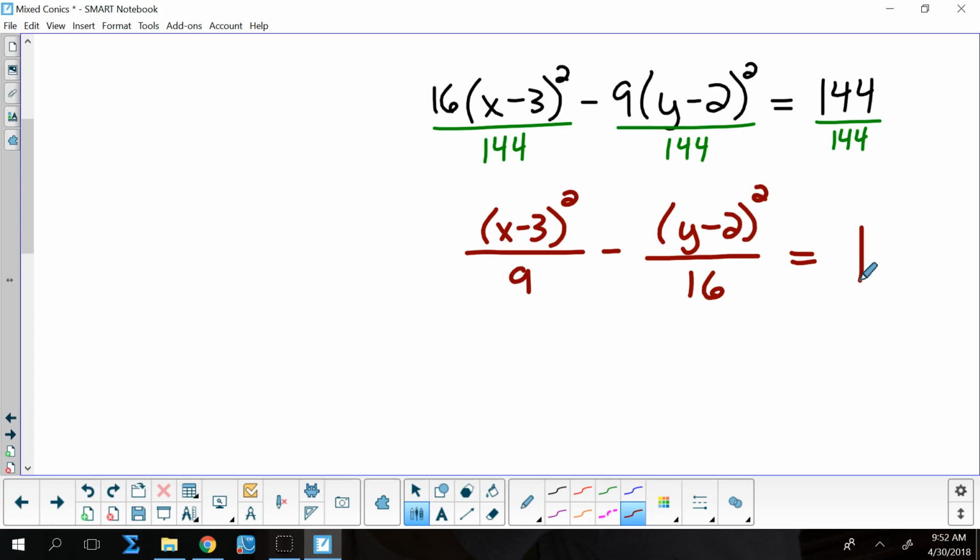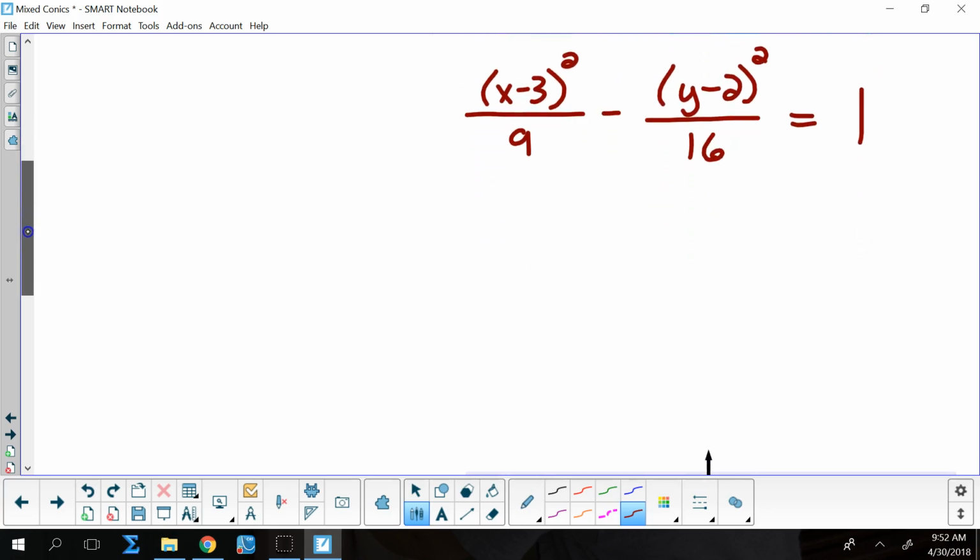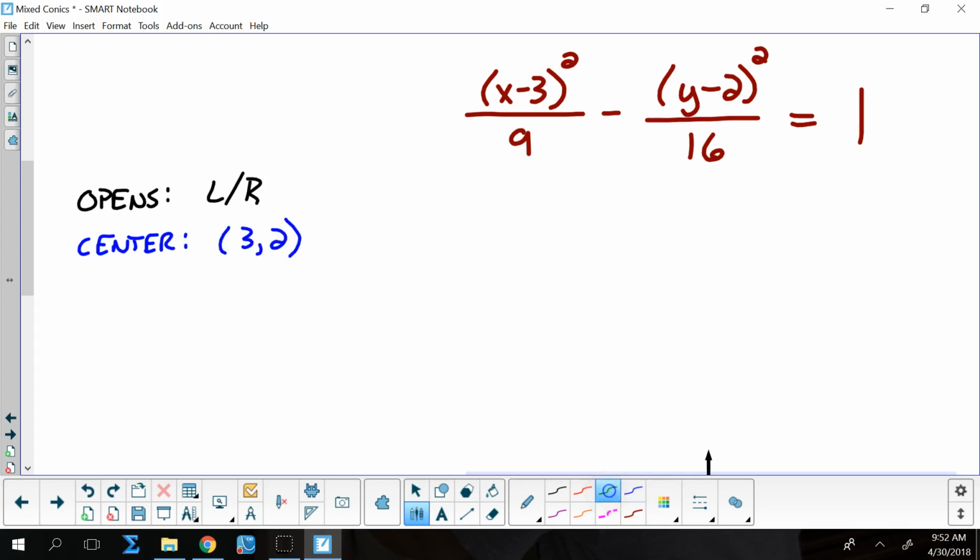Now I'm hoping that we can get this graphed in the next 4 minutes. First off, we determine which way it opens. It's going to be a left and a right one because the x is squared and it's positive. Okay? Where is my center? 3, 2. What is my a value? What is my b value?